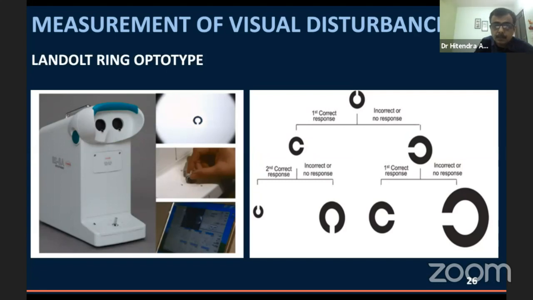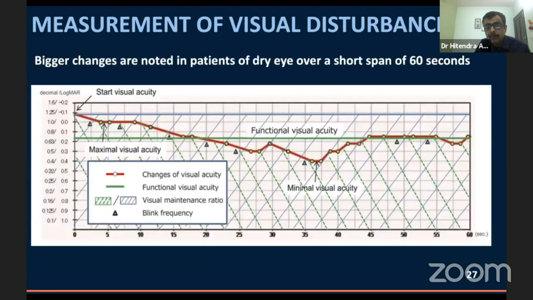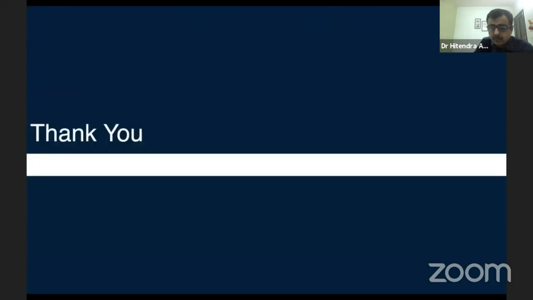A Landolt ring type optotype is shown to the patient. If the response is correct, then there is no problem. If it is incorrect, the size is increased, and with time, bigger changes are noted in patients with dry eye over a short span of 60 seconds. So this is what I had to tell you about the newer investigations in dry eye. Thank you.